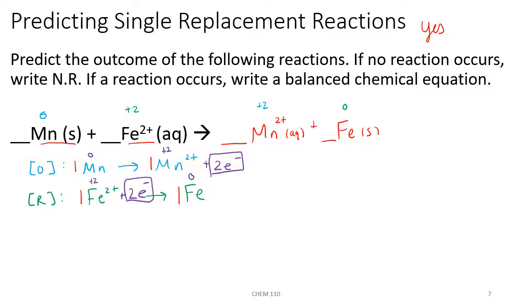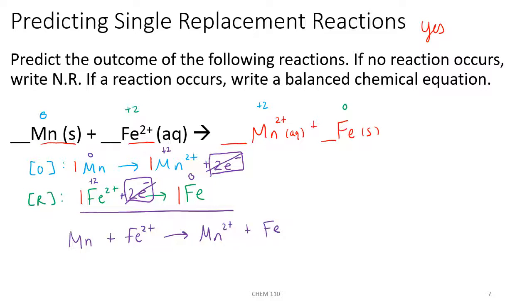Next, we're going to add our two half reactions together to get our overall equation. Our 2 electrons cancel. They're kind of like spectator ions. We have the same amount, and they're on opposite sides of the arrow. And what we're left with is our balanced equation: manganese plus iron 2+ going to manganese 2+ plus elemental iron.